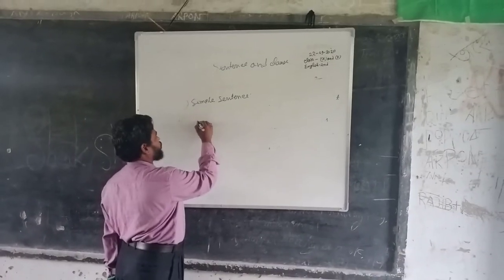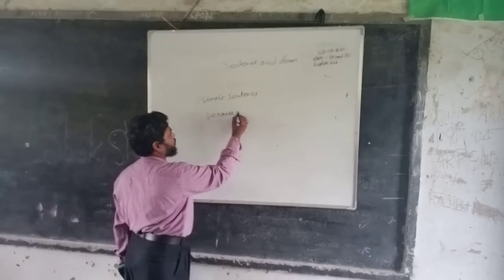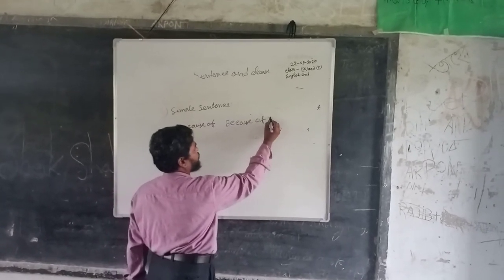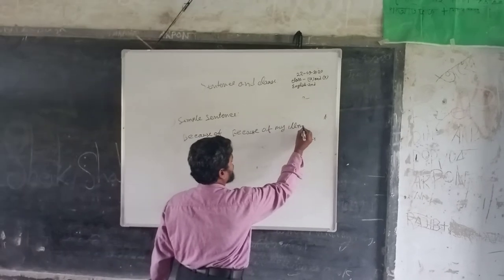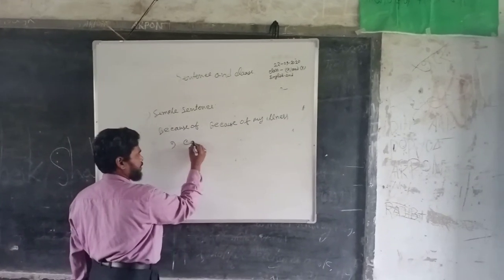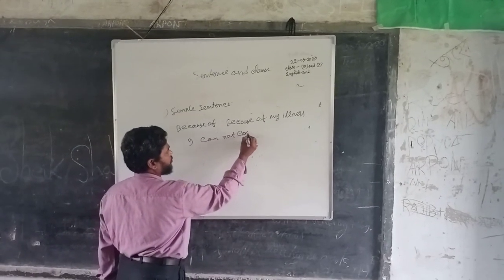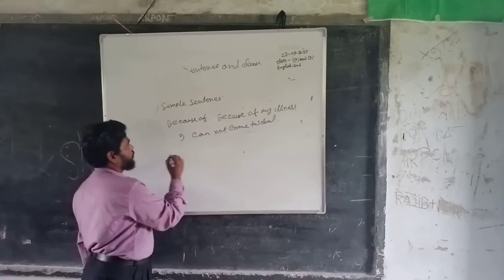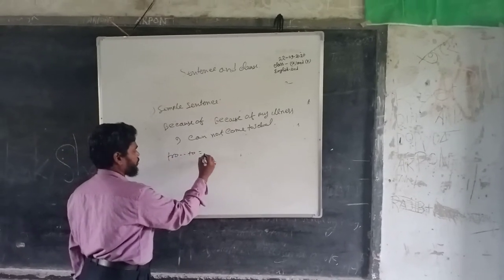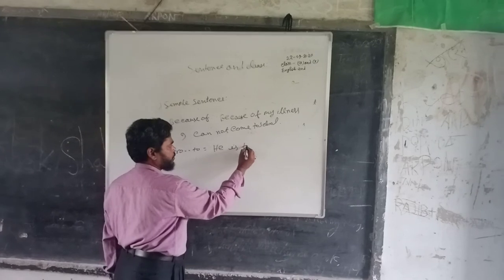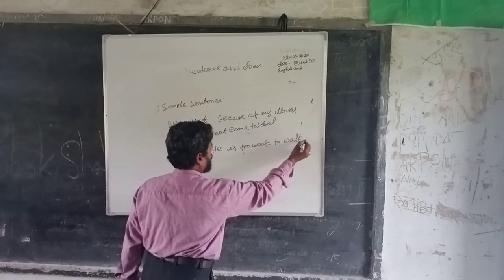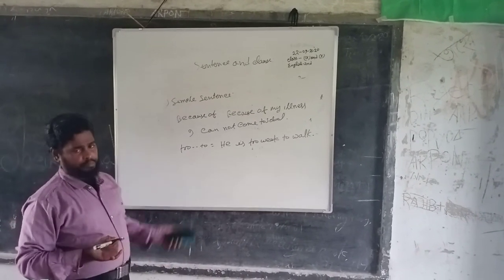Another structure of simple sentences, suppose I say, because of: because of my illness, I cannot come to school. Two: he is too weak to walk. It is a structure of simple sentences.